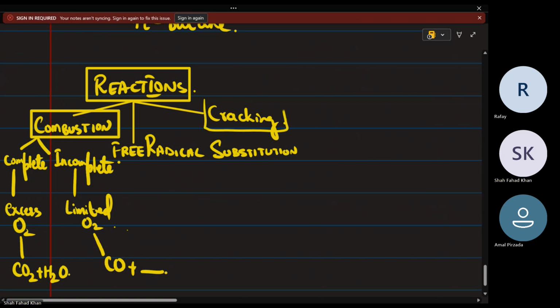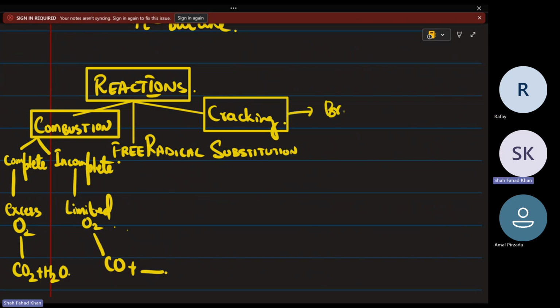Then cracking. What does cracking mean? Cracking means the breakdown of bigger alkanes into smaller alkanes. Breakdown of larger alkanes into smaller alkanes.